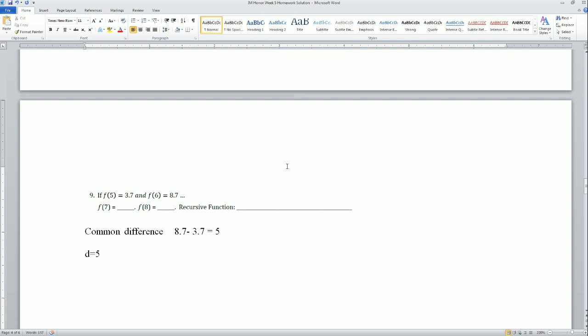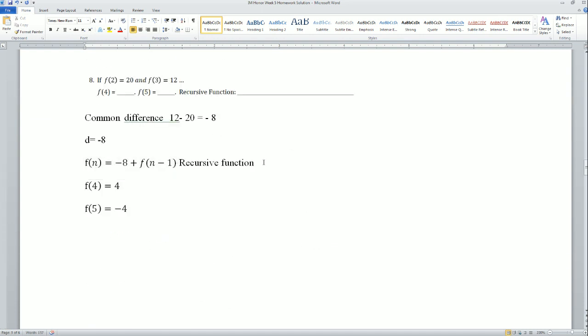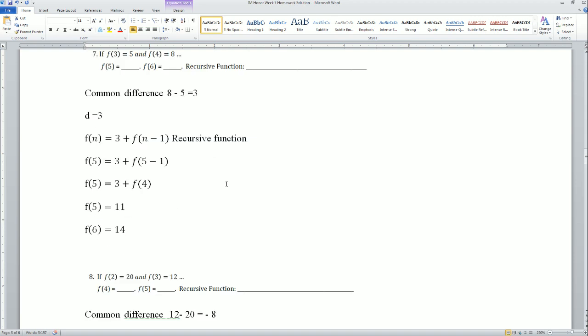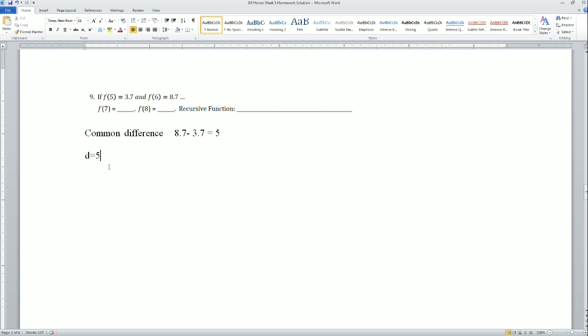Alright, there you go. So, grab the recursive function. This is the recursive function.